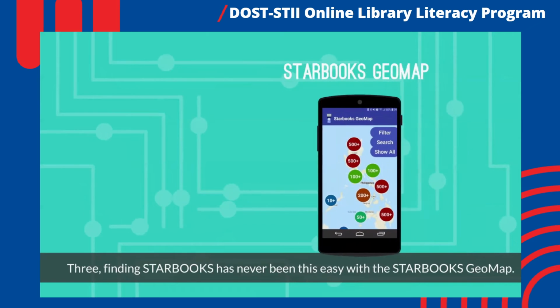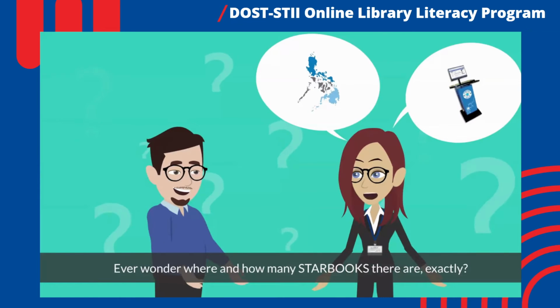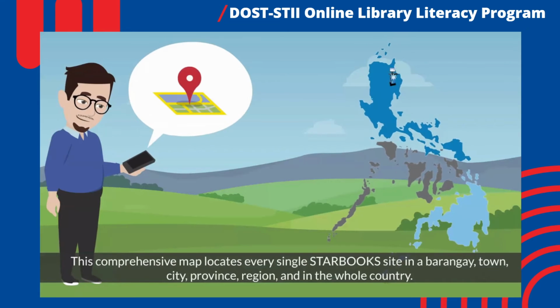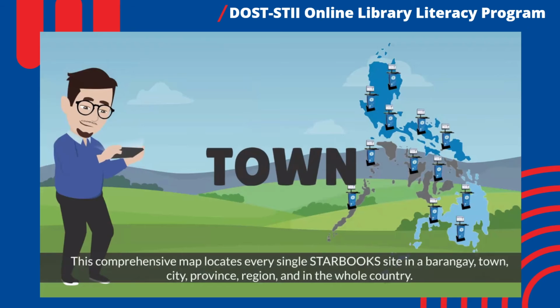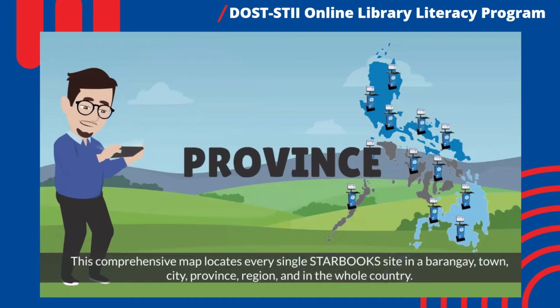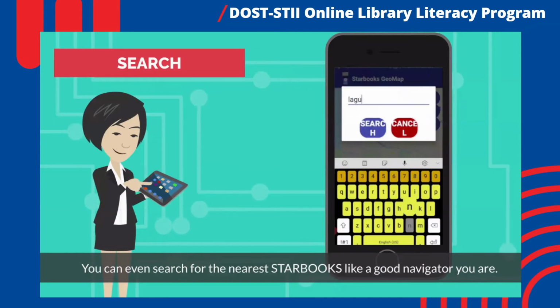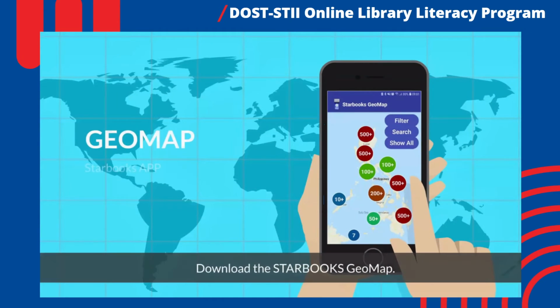3. Finding Starbooks has never been this easy with the Starbooks Geo Map. Ever wonder where and how many Starbooks there are exactly? This comprehensive map locates every single Starbooks site in a barangay, town, city, province, region, and in the whole country. You can even search for the nearest Starbooks like a good navigator you are. So if you love Starbooks and maps, download the Starbooks Geo Map.